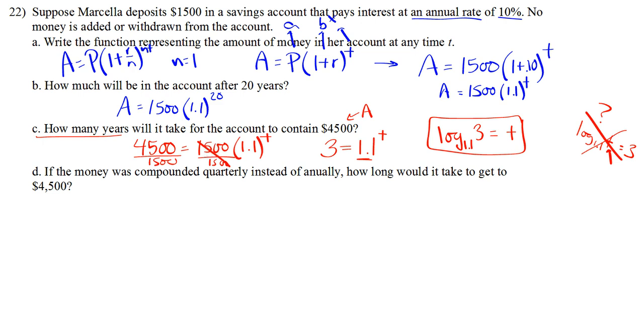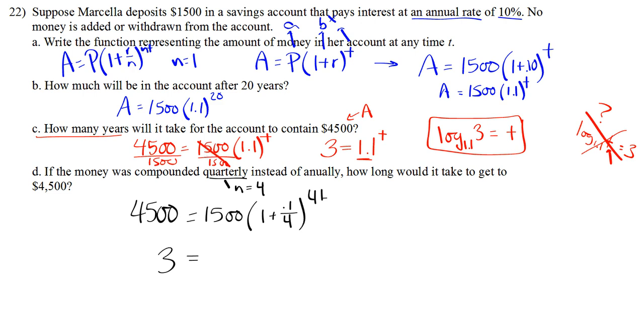If it was compounded quarterly, how long would it take to get 4,500? So we got the same equation, but quarterly means n is no longer 1. What is n? 1 plus the rate, 0.1, over what's n? It is 4 this time. So we divide by 4 to the 4t. We're still talking about the amount of time it's going to take us to triple. So that hasn't changed. What has changed is this number in here.